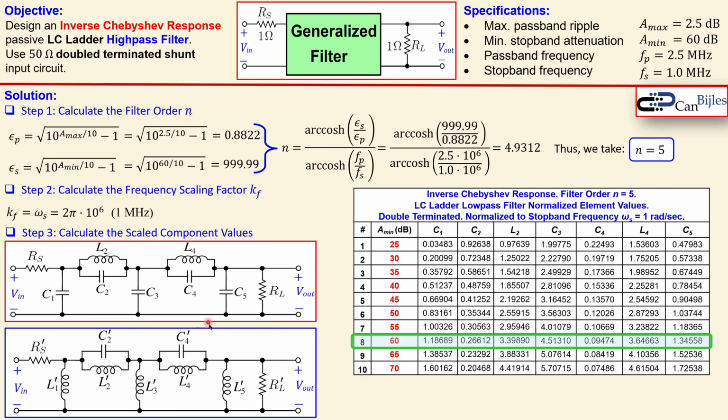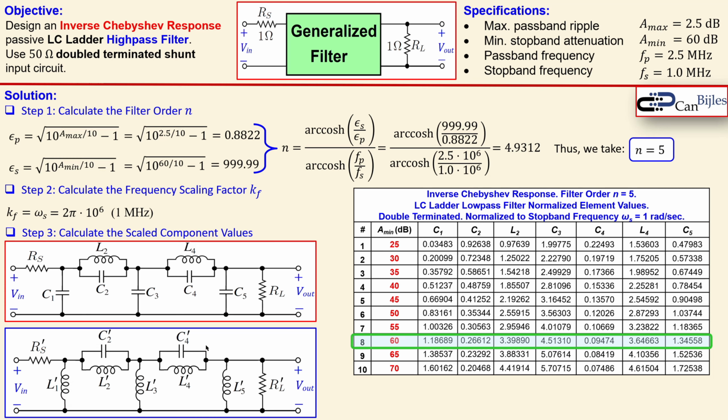This is also called the minimum capacitor design. This is actually a minimum... I mean, this is a minimum inductor design. This is a minimum capacitor design because you have here more inductors than capacitors. So we need to determine now all these component values.